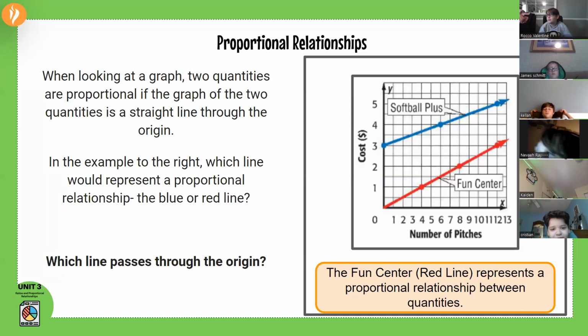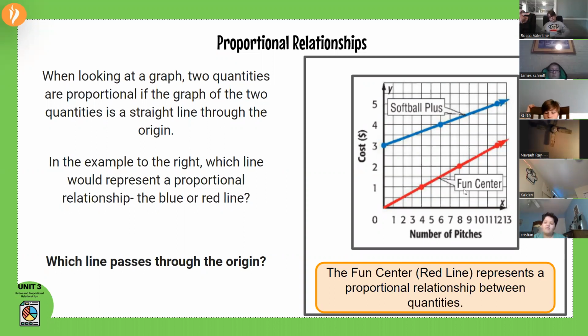So if I throw 4 pitches, I owe $1. And if I throw 8 pitches, I owe $2. What is the price per pitch? $2. $2 per pitch. So in other words, if I throw 4 pitches, I owe $8. Is that what it says? $2 per pitch? So all we're doing is dividing the number of pitches by the cost.